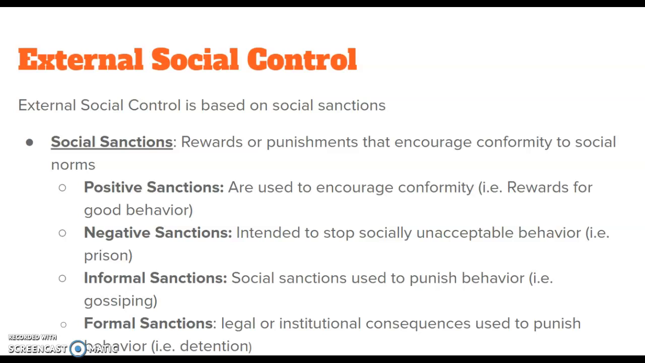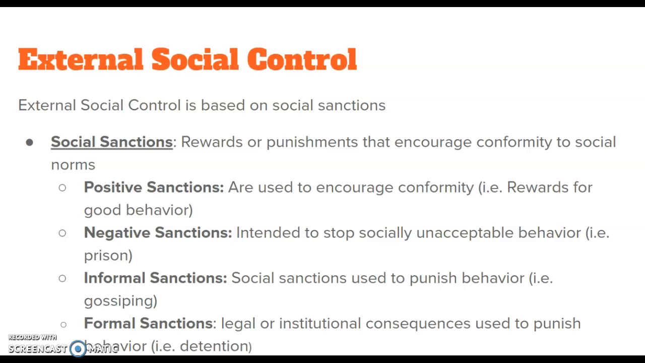Negative sanctions, on the other hand, intend to stop socially unacceptable behavior. So the example your textbook gives is prison. Another example could be a teenager who maybe stays out too late. Their parents might ground them or take away privileges, and that would be a negative sanction. So something that tries to stop the unaccepted behavior.